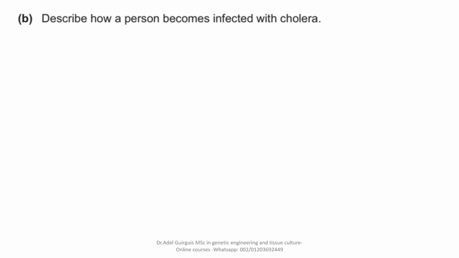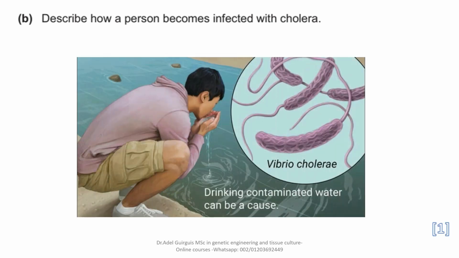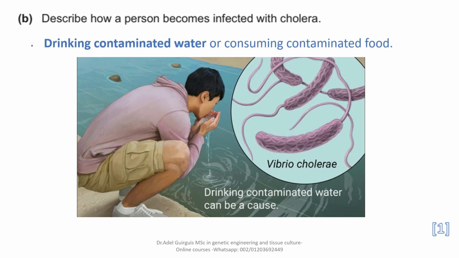Letter B, describe how a person becomes infected with cholera. Look, with drinking contaminated water or eating contaminated food by this type of bacteria. Drinking contaminated water or consuming contaminated food with this bacterium.